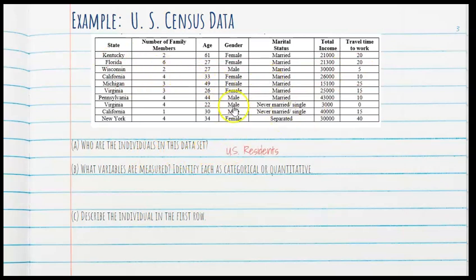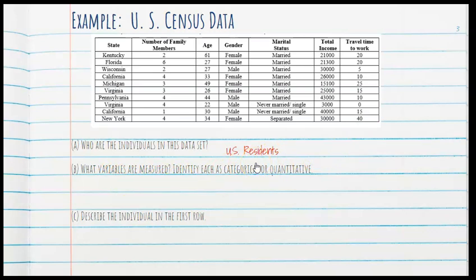Well, each person is a U.S. resident. We know it's a U.S. resident because it's from the U.S. Census. So each one is a U.S. resident. You wouldn't just say person, you would be as specific as you can. In this case, we know it's U.S. residents only. So that's why we would say U.S. residents. B, what variables are measured? Identify as categorical or quantitative.